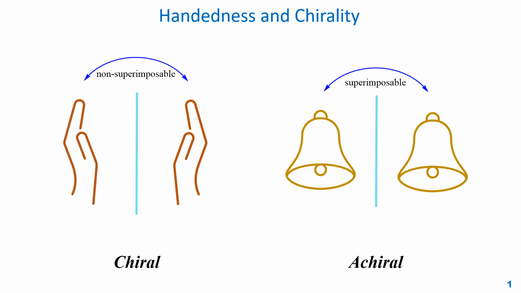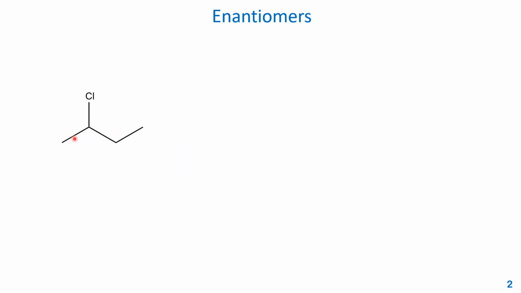In organic chemistry, chirality is a very, very common phenomenon. Look at this 2-chlorobutane. We can find that this carbon is an asymmetric center because it has 4 different groups: chloro, hydrogen, methyl, and ethyl group. Now this chloro group can point toward you or away from you, so you can write 2 different isomers here.